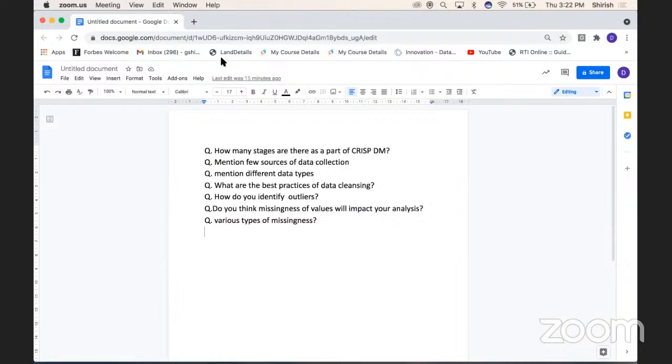Right? So we have seen various types of missingness and also imputation techniques.